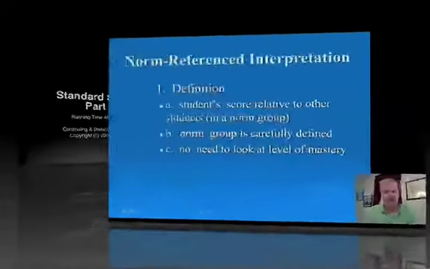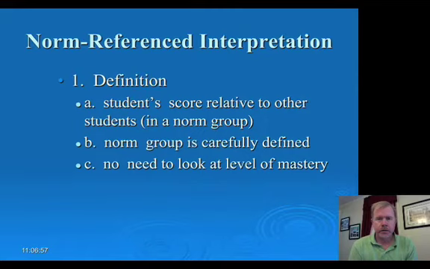Okay, welcome back to the second part of this standard scores segment of the video lectures. When we left off, we had stopped with this slide on norm reference tests and norm reference interpretations of scores.